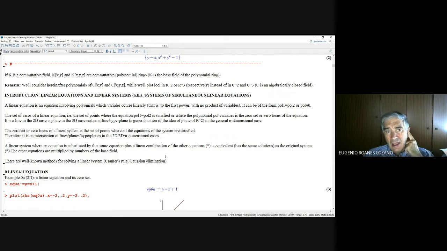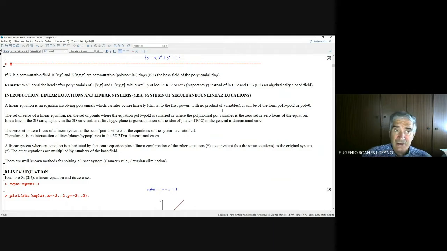Well, linear equations and linear systems, also known as systems of simultaneous linear equations. A linear equation is an equation involving polynomials whose variables occur linearly, that is, to the first power with no product of variables. And it can be of the form polynomial 1 equals polynomial 2 or polynomial equals 0. And the set of zeros of a linear equation, that is the set of points where the equation is satisfied or where the polynomial vanishes, is called the zero set or zero locus of the equation.